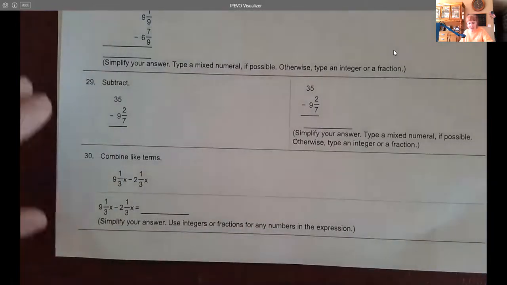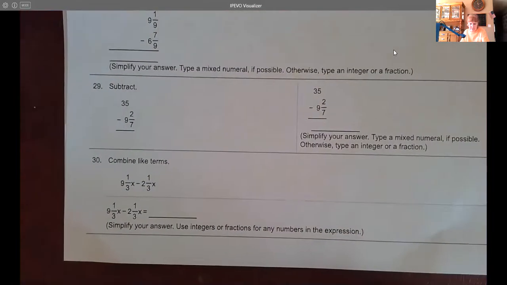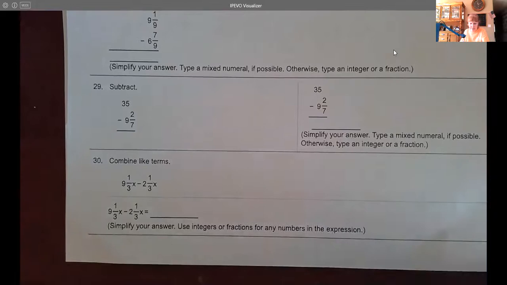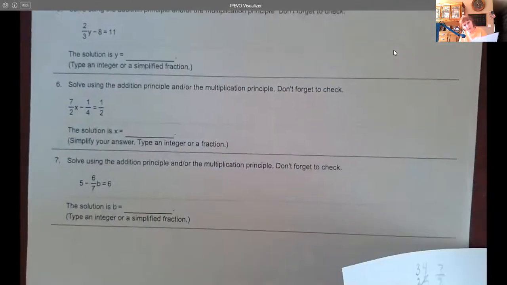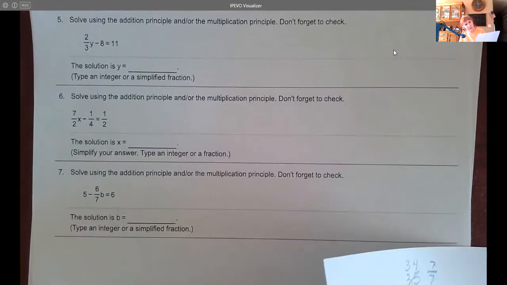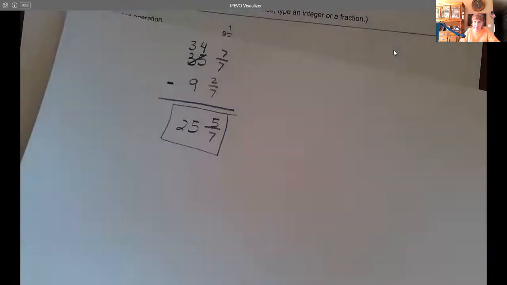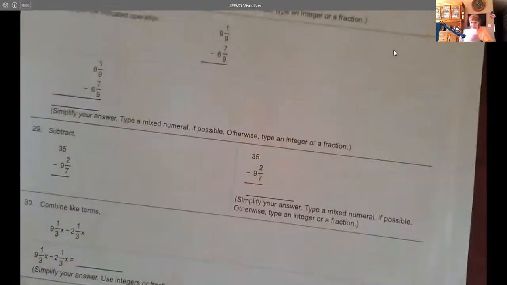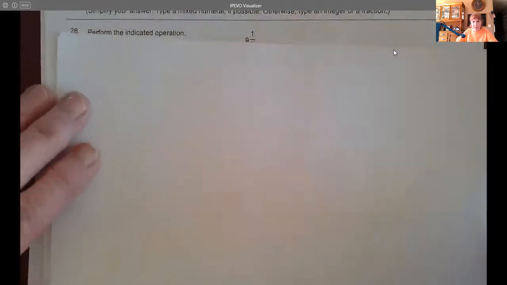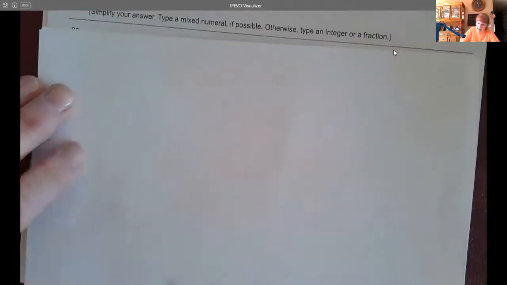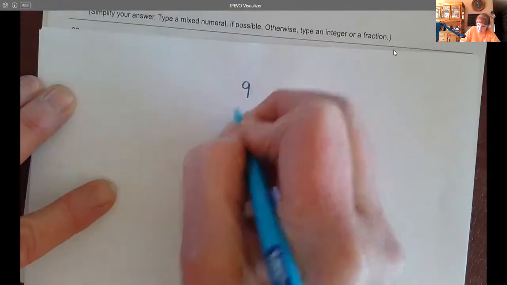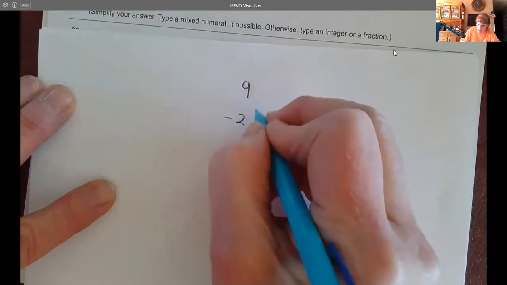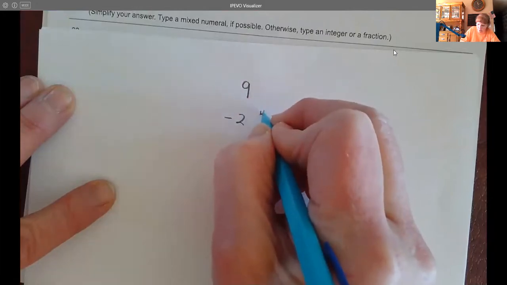Let's see if the next one is the same. No, it's not. I want to see if we have any more where we can borrow. It doesn't look like it. So I'm going to come up with another practice for you, and you can always do a similar one with this. All right, let's say I had 9 minus 2 4/5.